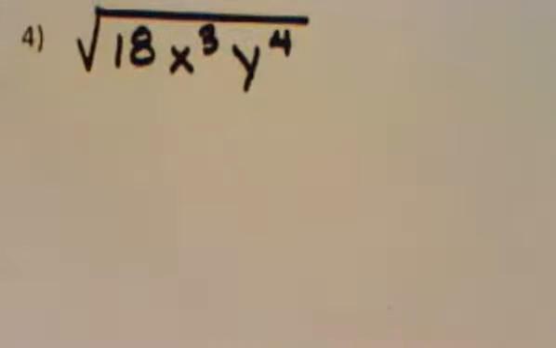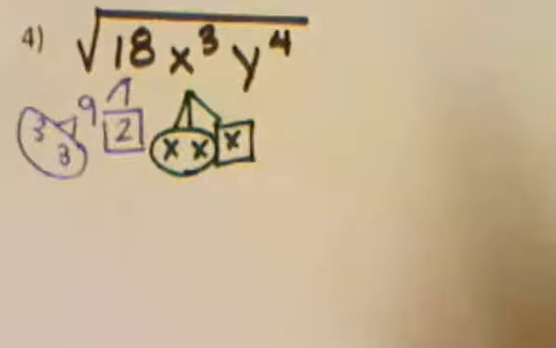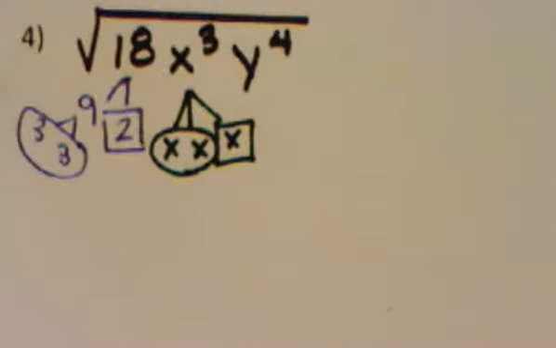All right, welcome back. So what I'll do here is I'm going to separate 18 into 9 times 2, and 9 is a perfect square, so my 3's will come out and my 2 will stay in. X cubed, we've got x, x, and x, so 2 of those pair up and will come out, and 1 will be left over to stay in.